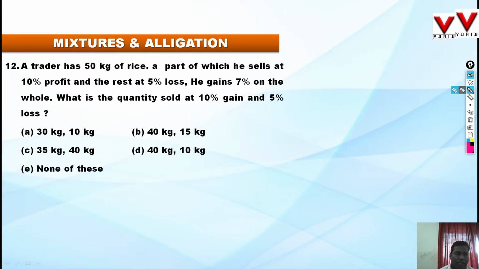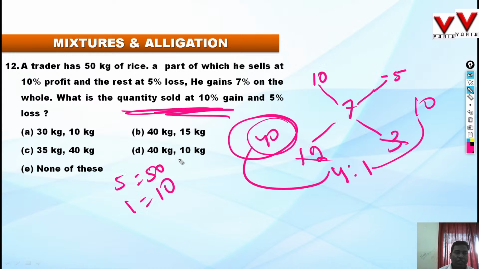4:1 means 5 is equal to 50 kg. 1 is equal to 10. 4 is equal to 40. 1 is equal to 10. Then what is the quantity sold at 10% gain? 10% gain means 40 kg and 5% loss, 10 kg. Option D is our correct answer.